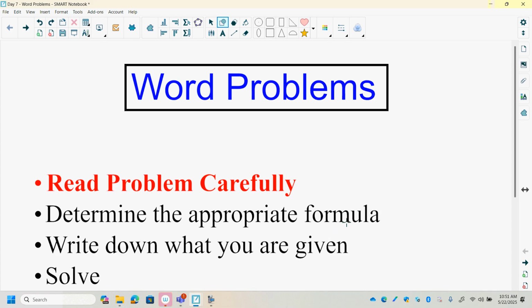Okay, if they tell you the first term, you know your A value. If they tell you the common ratio, you know your R value. If they want a specific term, then solve for that specific term. Okay, you will be given the formulas for the test in this unit.